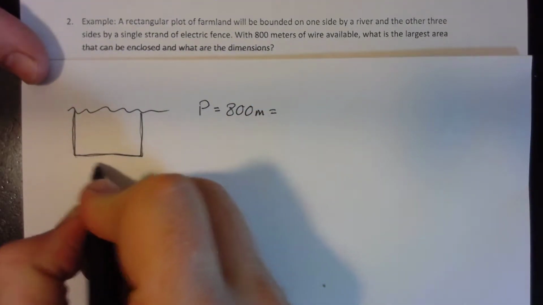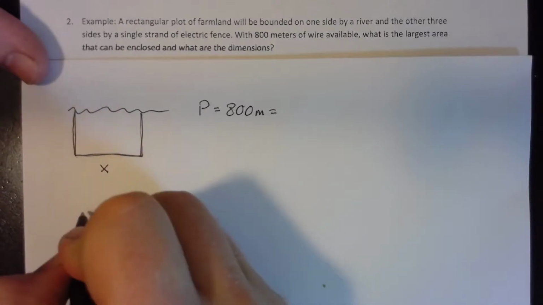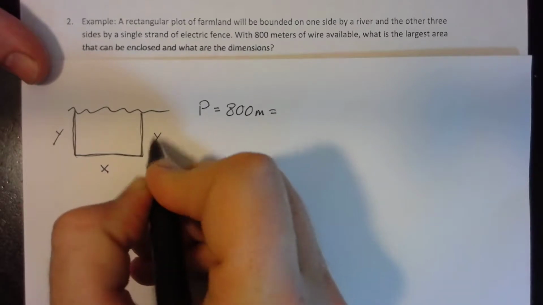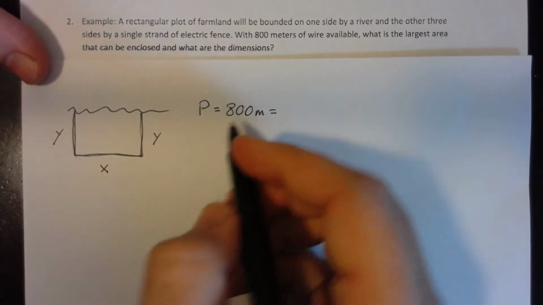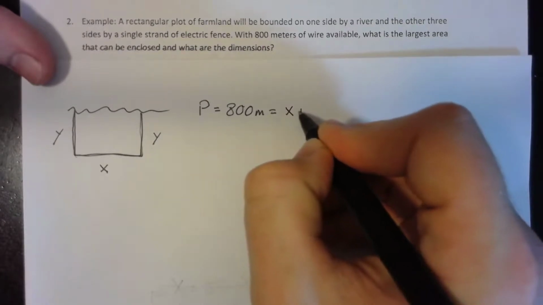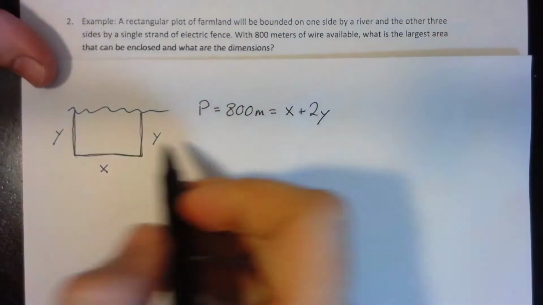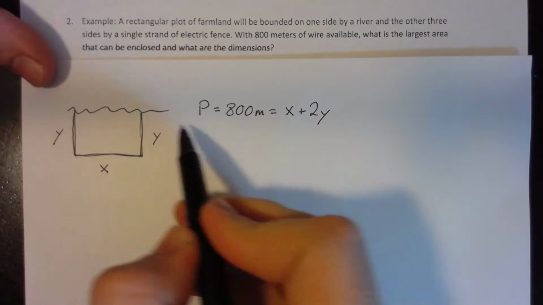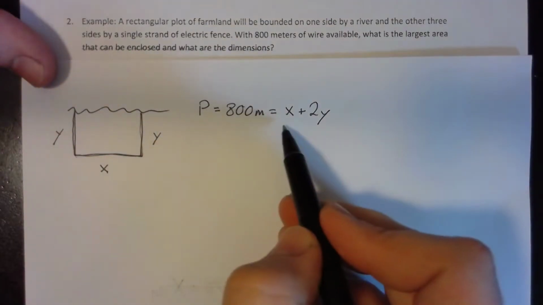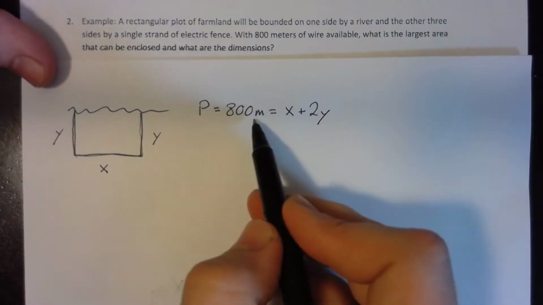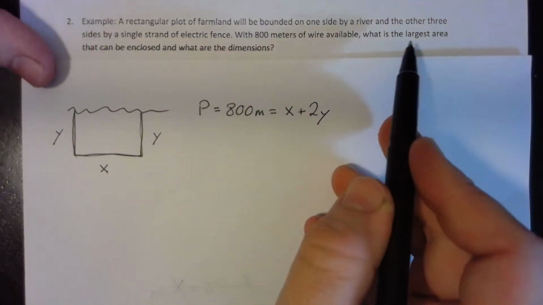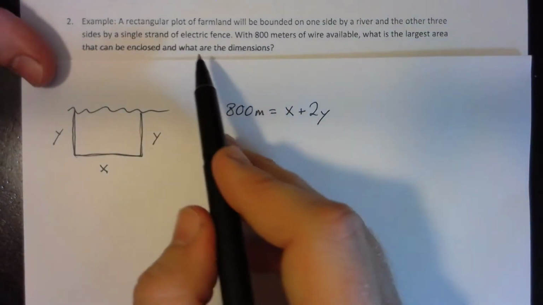This distance I'm going to call x. I'm going to call this y, and therefore this side over here is y, because this must be a rectangular plot. So the perimeter of these three sides, and again it's only the three sides because this doesn't have electrical wire on it, y plus x plus y, is x plus 2y, and that's equal to 800 meters.